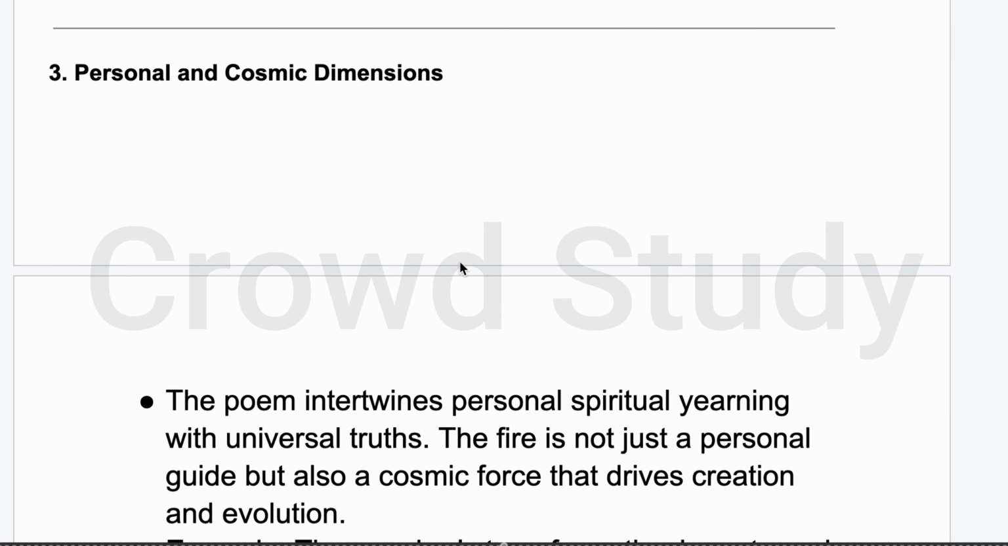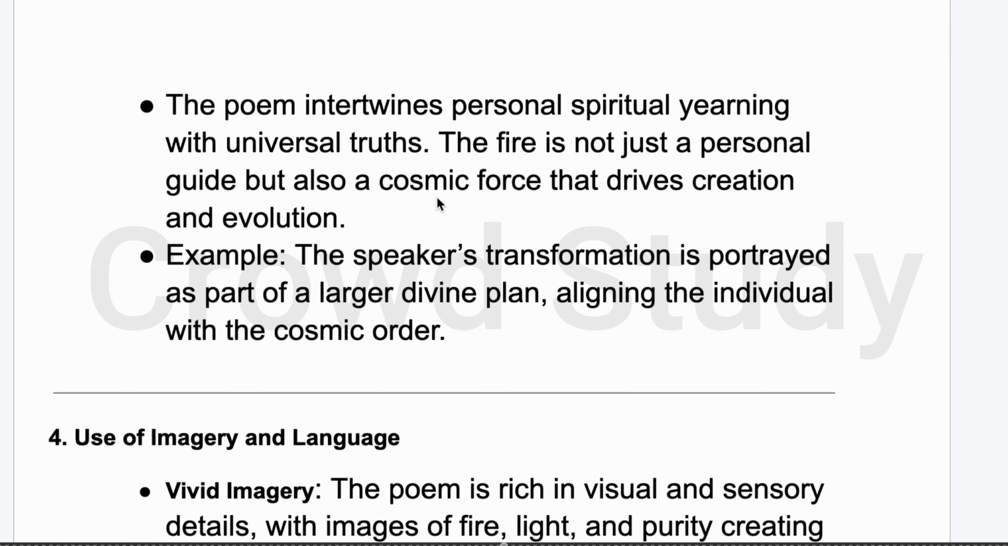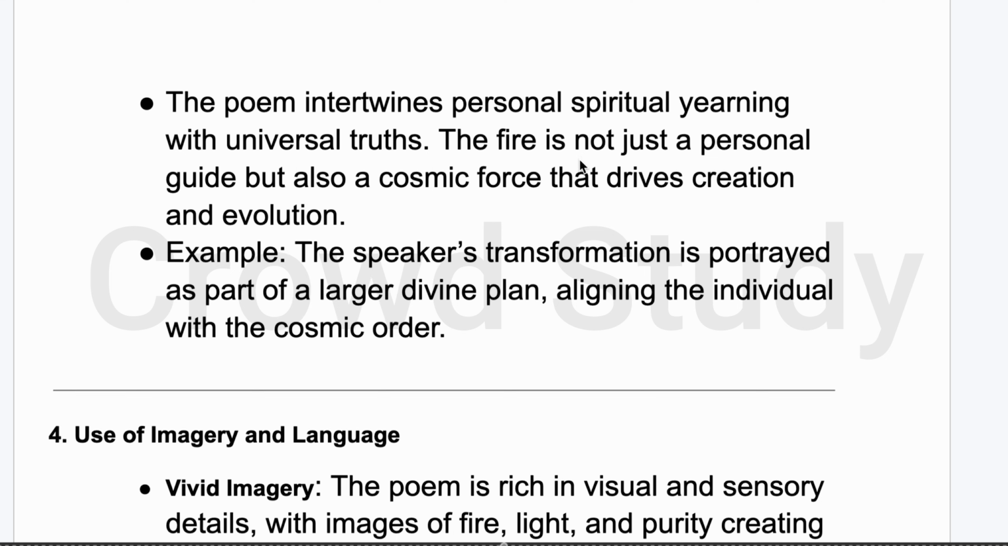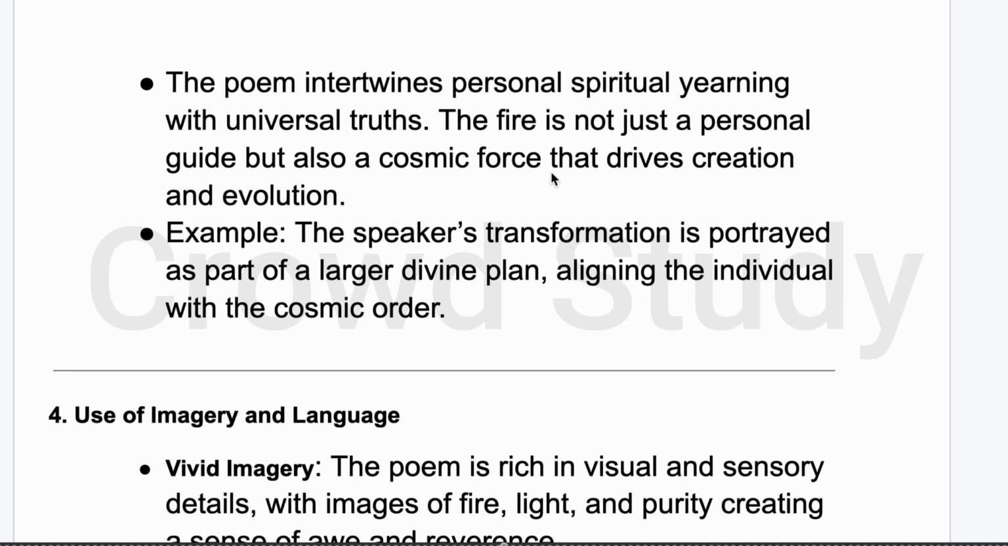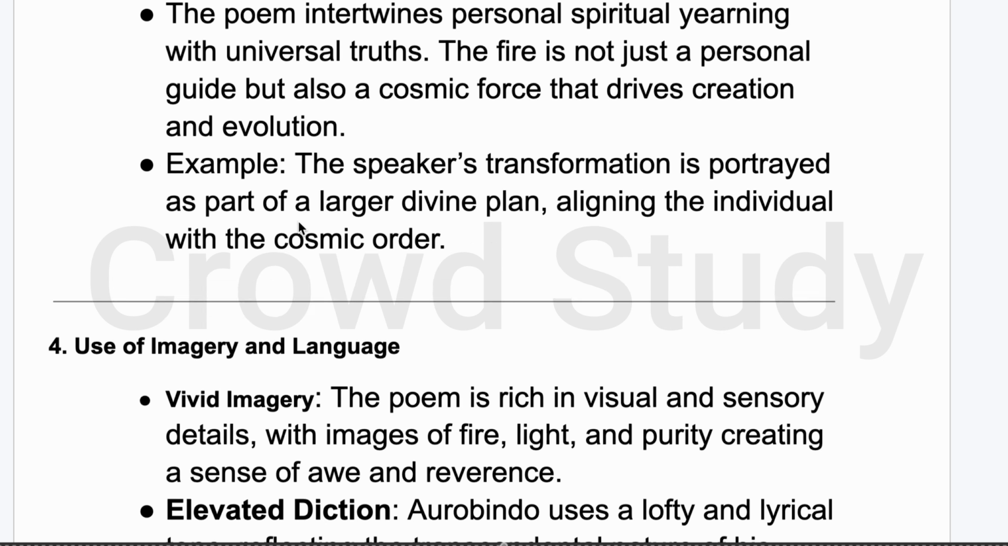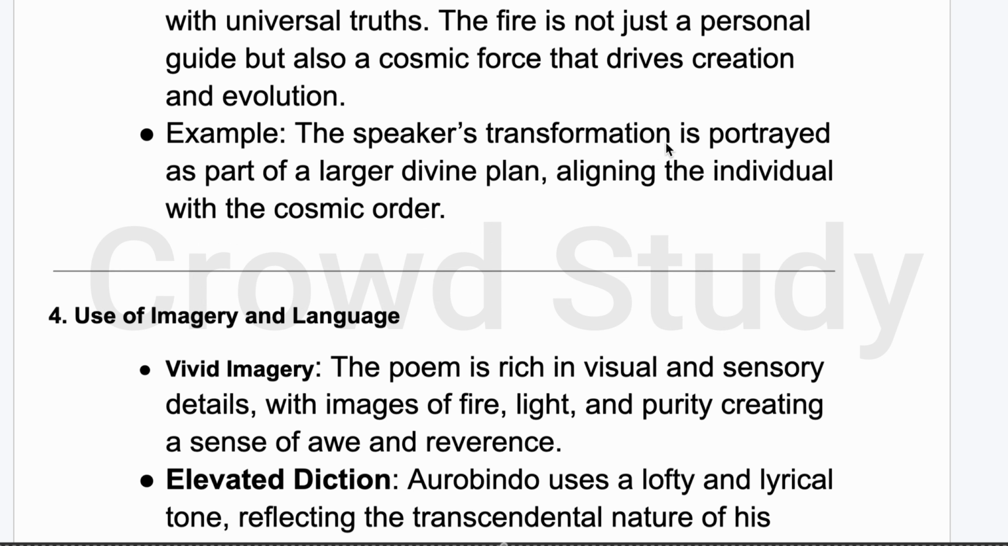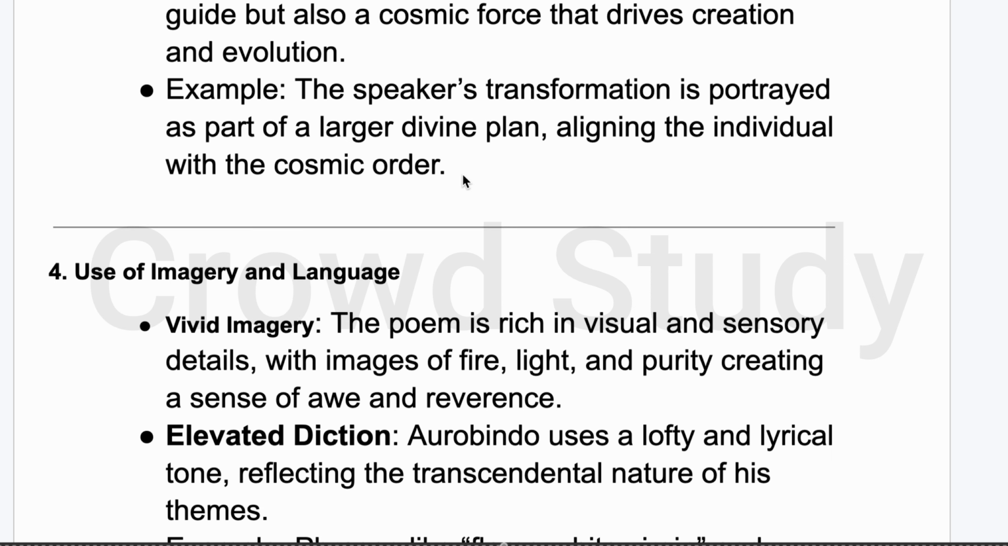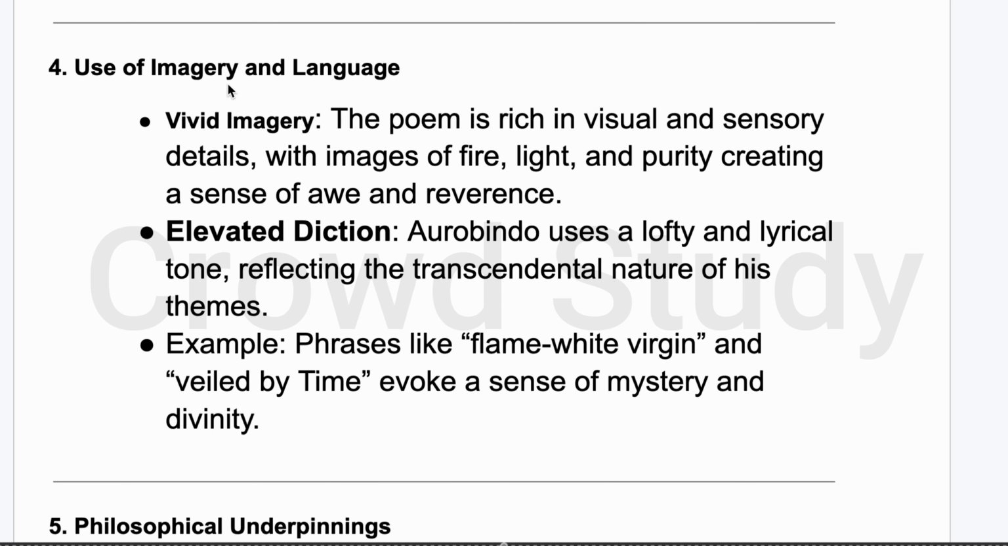Number 3, personal and cosmic dimensions. The poem intertwines personal spiritual yearning with universal truths. The fire is not just a personal guide, but also a cosmic force that drives creation and evolution. For example, the speaker's transformation is portrayed as part of a larger divine plan, aligning the individual with the cosmic order. Number 4, use of imagery and language.